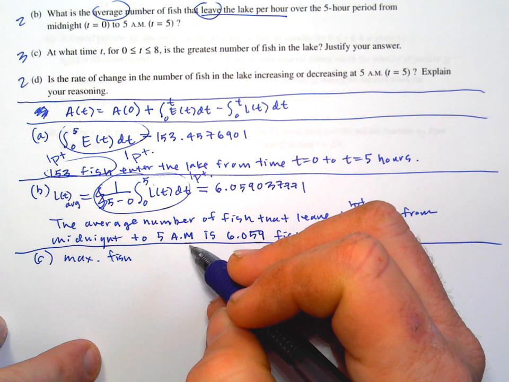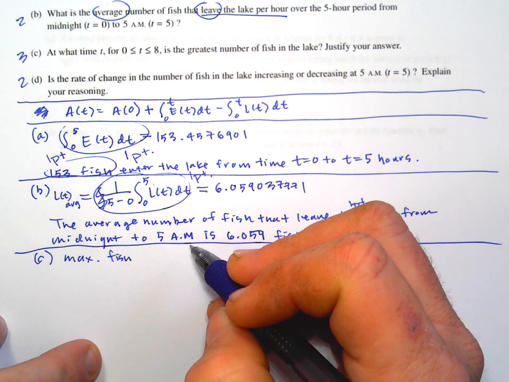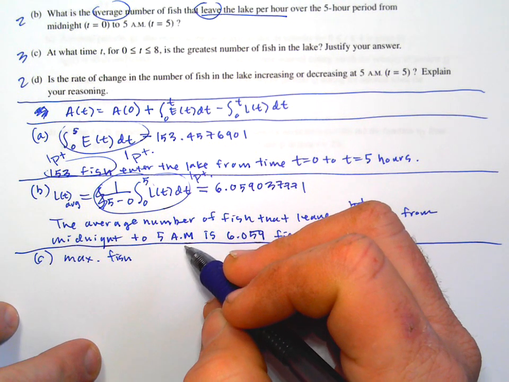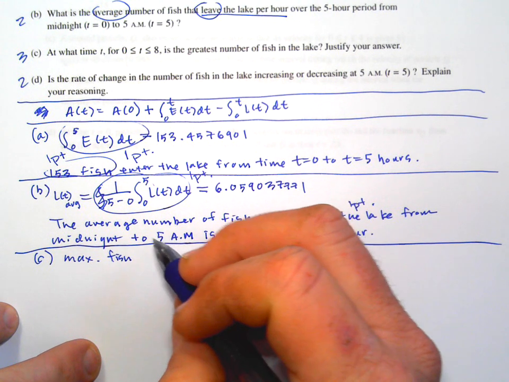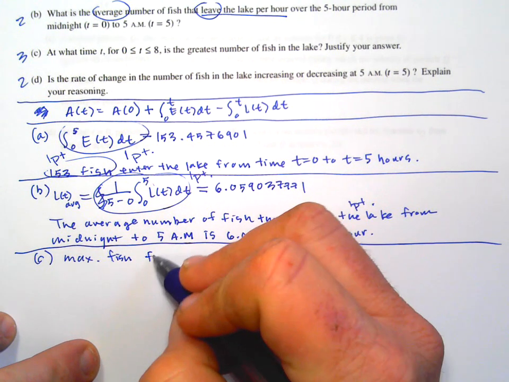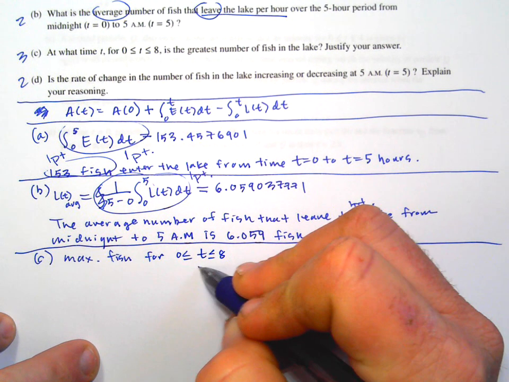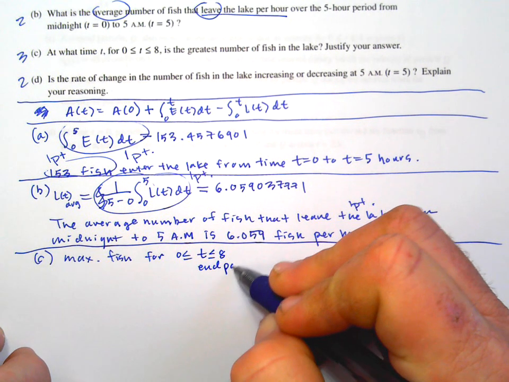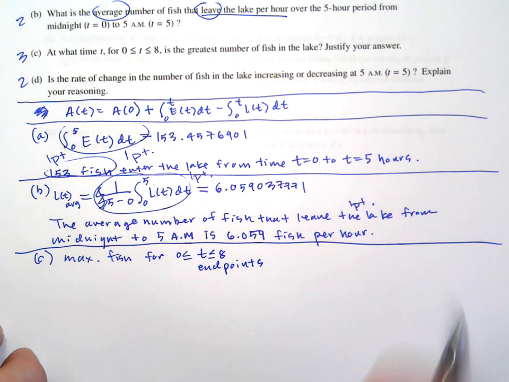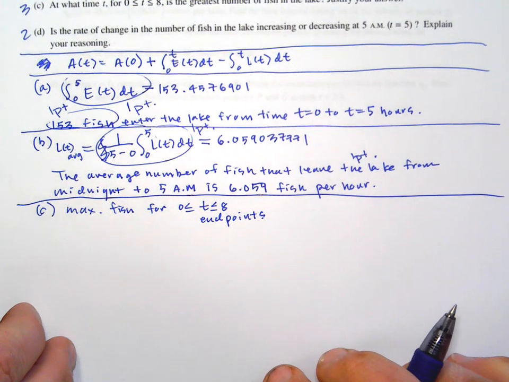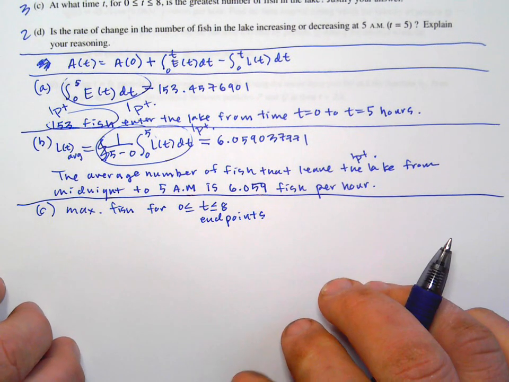Fish in the lake. So they don't really say how many fish are in the lake at time 0. And we still don't know, but I think we'll be able to find this answer. So we're trying to find max fish for 0 to 8. So these are your endpoints. So we're going to do EVT. I'm going to write everything out very carefully, show the setups, show the calculus logic behind things. So these are the endpoints.